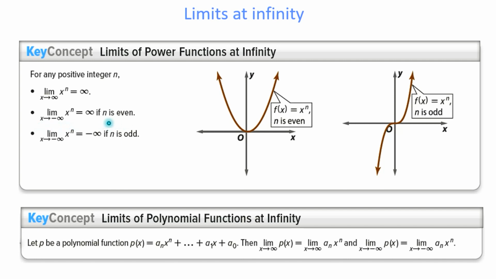If n is even, it will be positive infinity. As you see, with an even power function, as we decrease x with no bound, our function still increases with no bound. But if we look at the odd power functions at negative infinity, this means our x will decrease with no bound. Our function will also decrease with no bound, so that means the limit of the power function at negative infinity will be negative infinity. Of course, if n is odd.